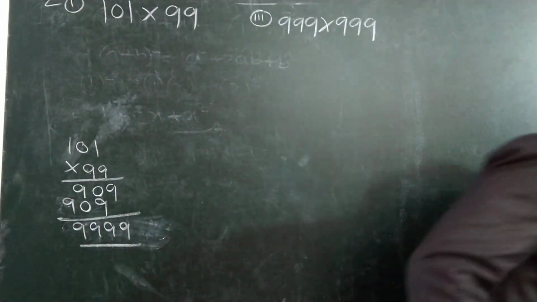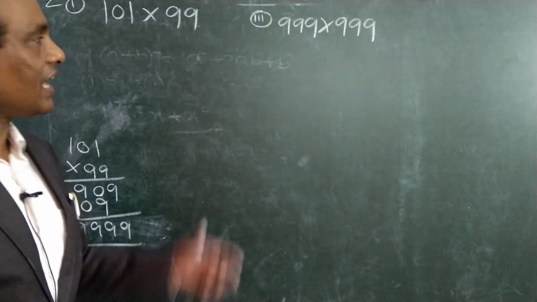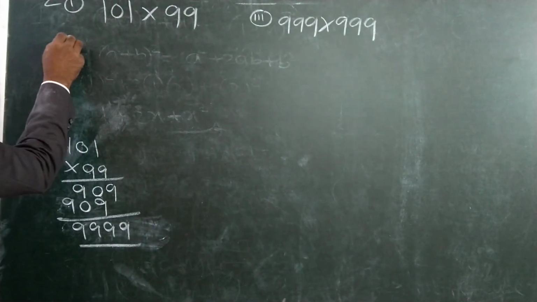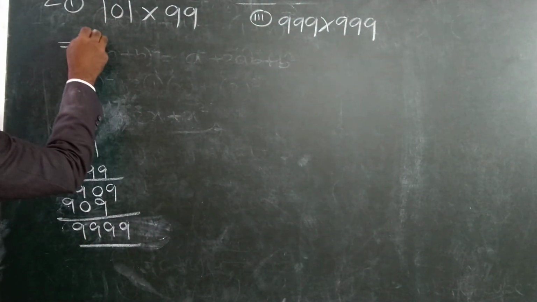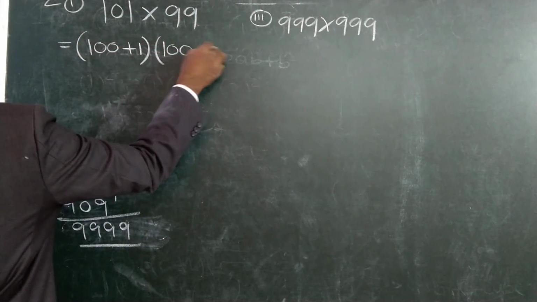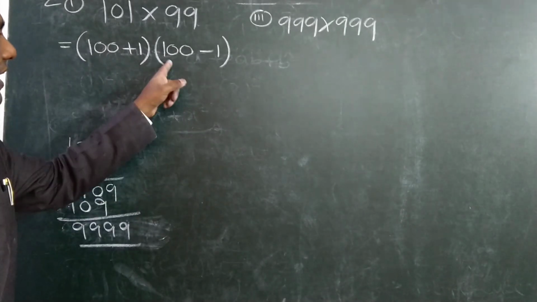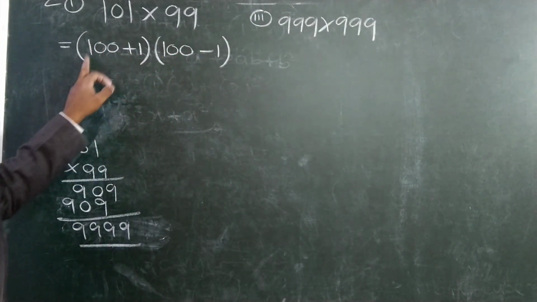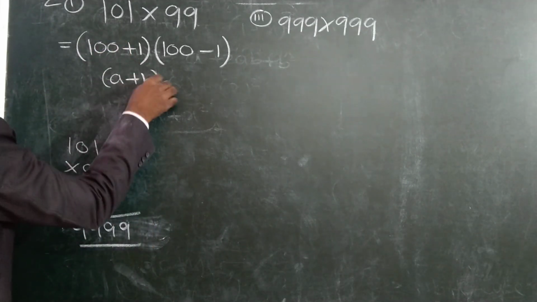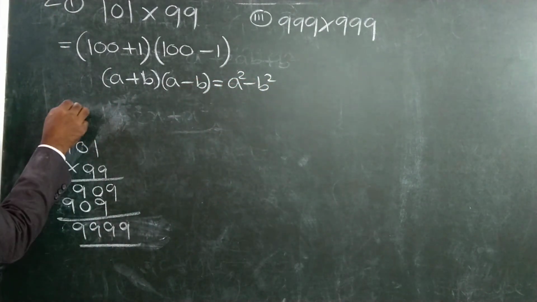But here the question is don't apply the actual multiplication. Use the identities if possible. If they are applicable, use the identities and get it. So see the identities, and if you know the identities perfectly, you will get this idea. 101 can be written as 100 plus 1. 99 can be written as 100 minus 1. What is 100 minus 1? 99. 100 plus 1 is 101. It is exactly in the formula (a plus b) into (a minus b), which is a square minus b square.